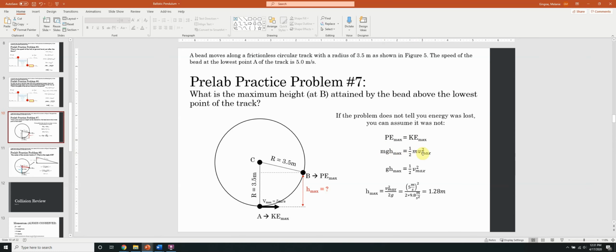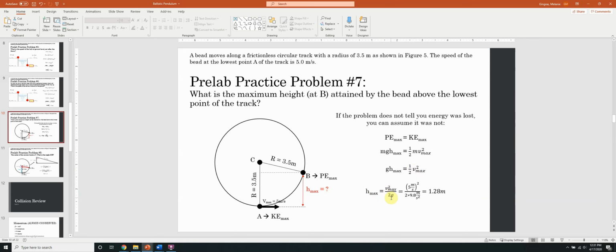So as we talked about, there's mass on both sides, so those cancel out. Then we're just left with g times h max, the value that we're solving for, is equal to 1/2 times the maximum velocity squared. If we rearrange the equation to solve for h max, we're left with v max squared over 2g. So we plug in our known values.